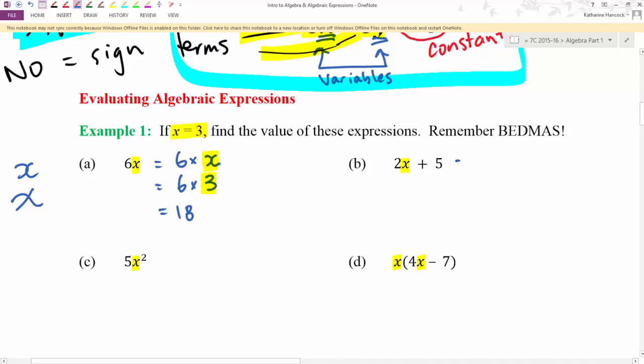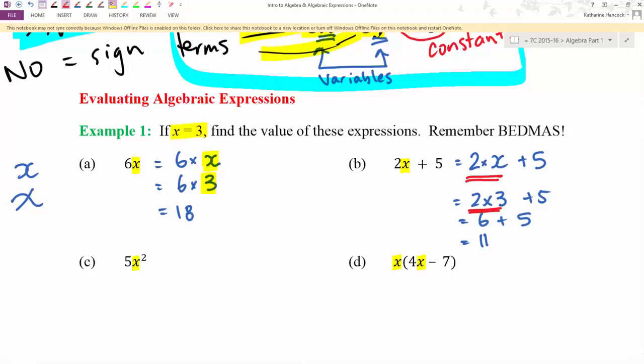2x plus 5. So that's going to be 2 times x plus 5. And BEDMAS says I have to do the multiplying first. So that'll be 2 times 3 plus 5, which is 6 plus 5, which gives me 11. And I had to do that multiplying first. So all I did, wherever there was the x, I put in the 3.